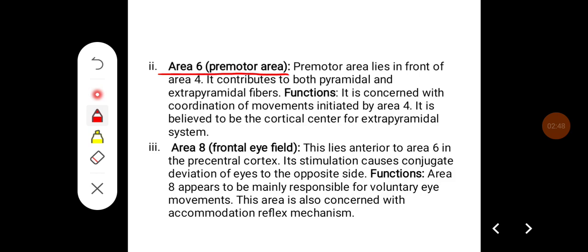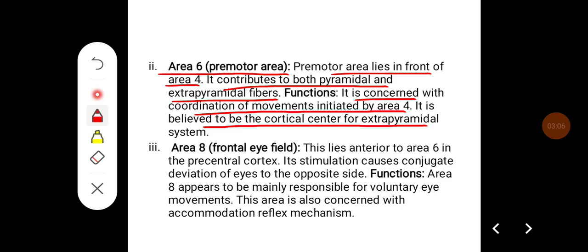Area number 6, which is also called the premotor area, lies in front of area 4. It contributes to both pyramidal and extrapyramidal fibers, and it is concerned with the coordination of the movements initiated by area 4. It is believed to be the cortical center for the extrapyramidal system.